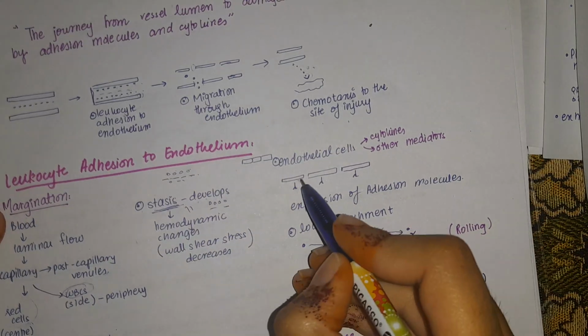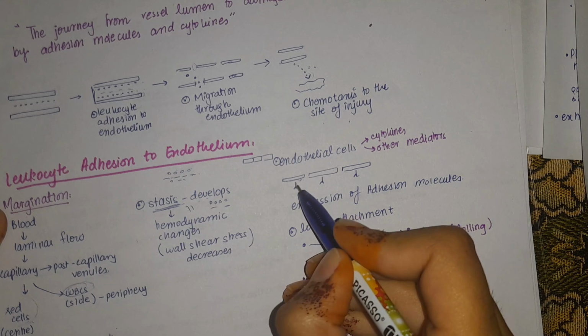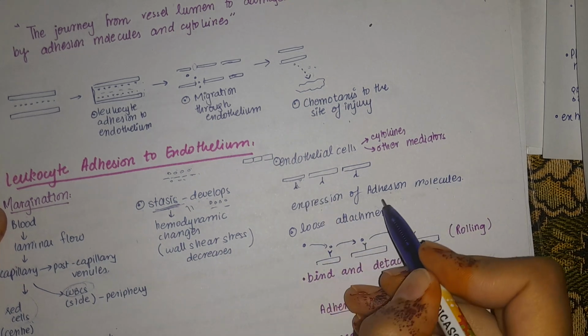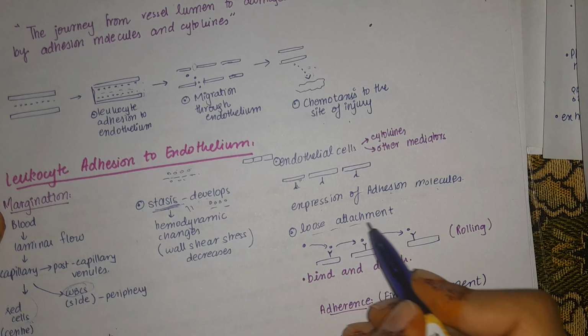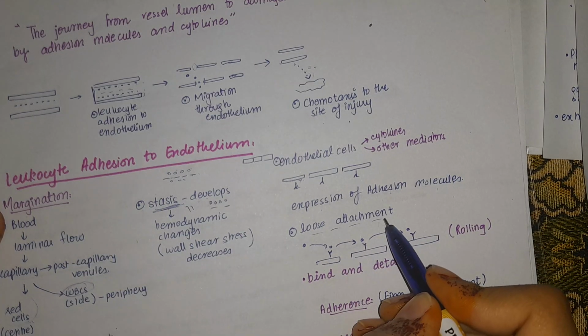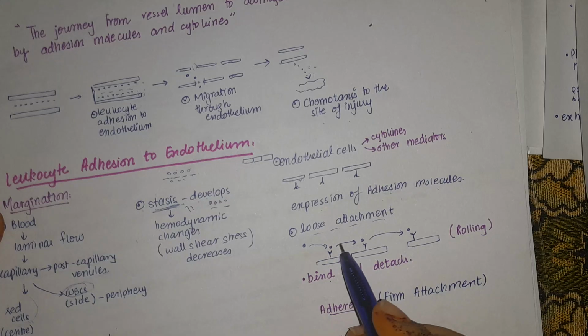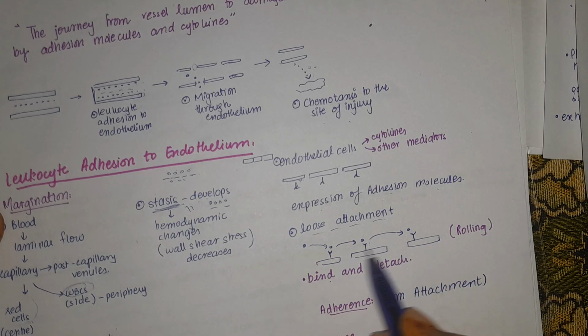Now, how will they attach to the vessel wall? For the attachment, the vessel wall has to project adhesion molecules. There has to be expression of the adhesion molecules. First of all, these white blood cells will have loose attachment. That loose attachment is that the white blood cell is over here, it will bind to this adhesion molecule, then it will roll over to the other one, then it will roll over to the other one. This is known as rolling.